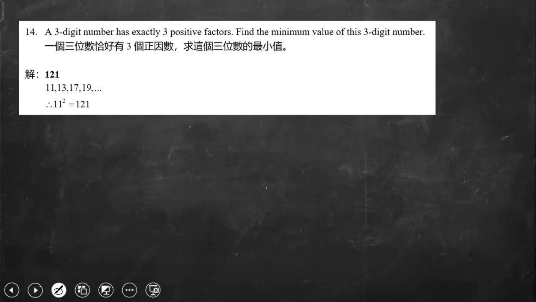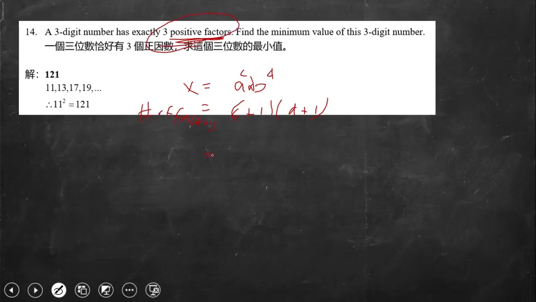Next, a 3-digit number has exactly 3 positive factors. Find the minimum value of this 3-digit number. Positive factors again, so remember the formula. x is equal to a to the c times b to the d, and the number of factors is c plus 1 times d plus 1. How can we know that a number has 3 positive factors? Just equate this to 3. What are the possible values of c and d?